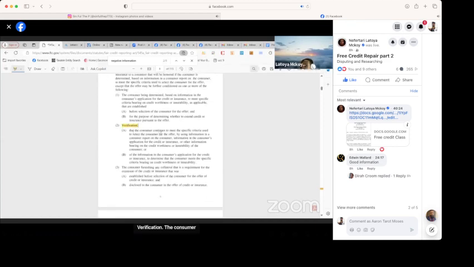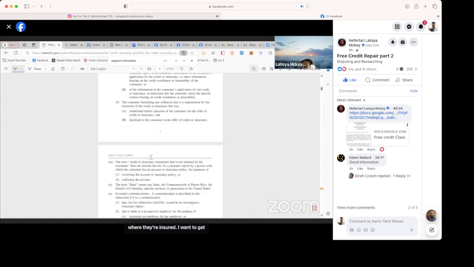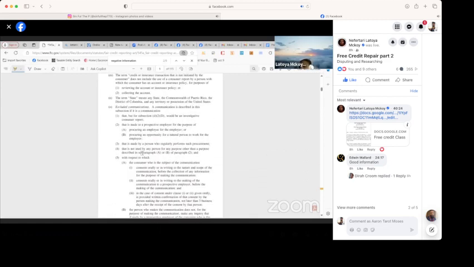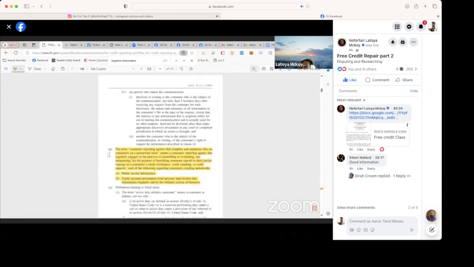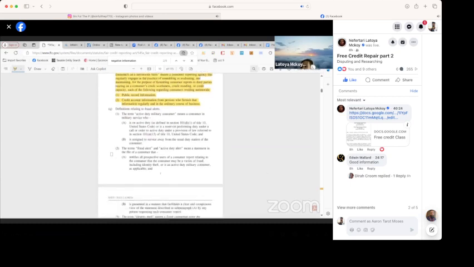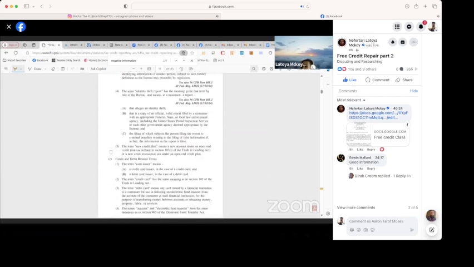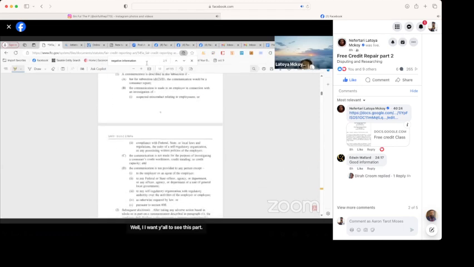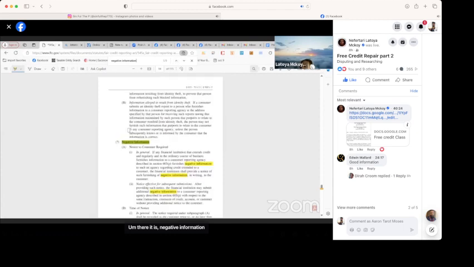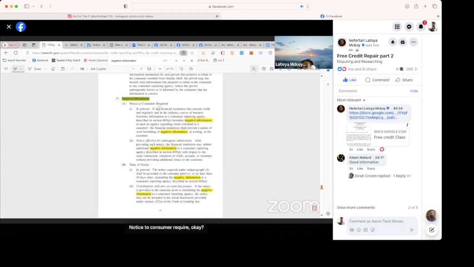Verification. The consumer continues to meet forensic insurance, determine the consumer meets a specific criteria being the credit worthy insurance. Well, I want y'all to see this part. There it is, negative information. Notice to consumer required. Okay. So a notice to the consumer is required.